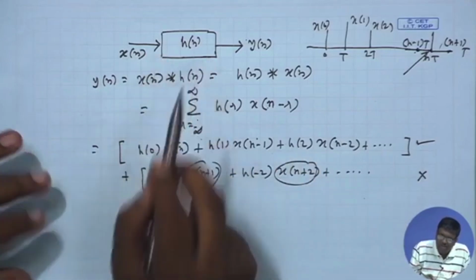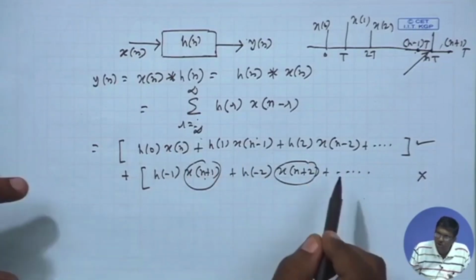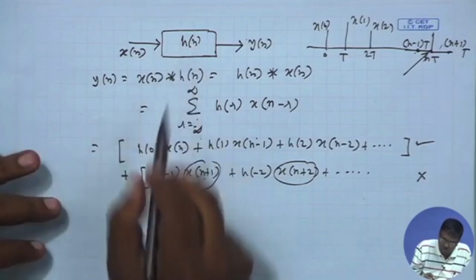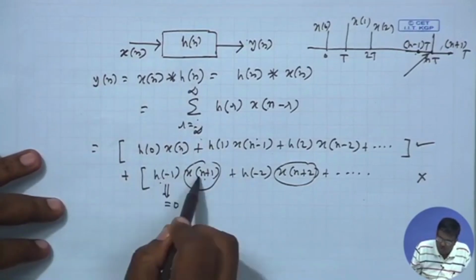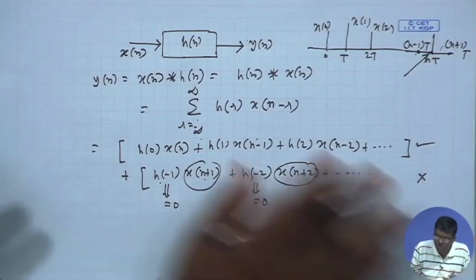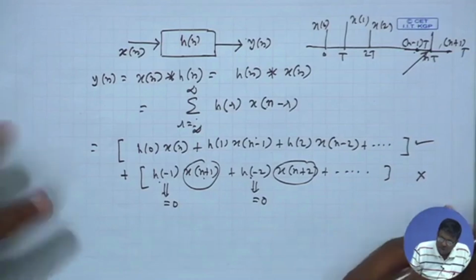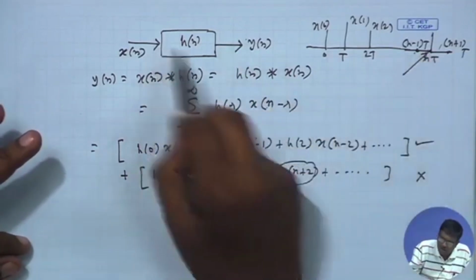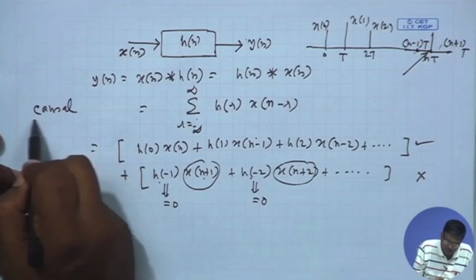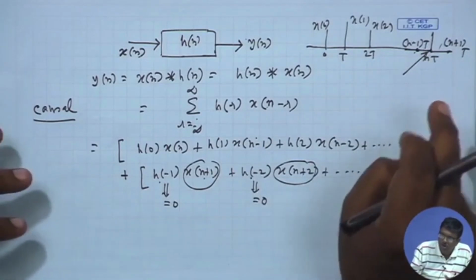Therefore, in order to make the system realizable and practical and deterministic, this part must vanish. The only way you can do that is by choosing the system's unit sample response so that this value equals 0. So, 0 into this is 0, this value equals 0, and so on and so forth. So, this second expression does not arise. A system where the current output depends only on the current input and past inputs is called a causal system. If it depends on both past and future inputs, then it is called non-causal.